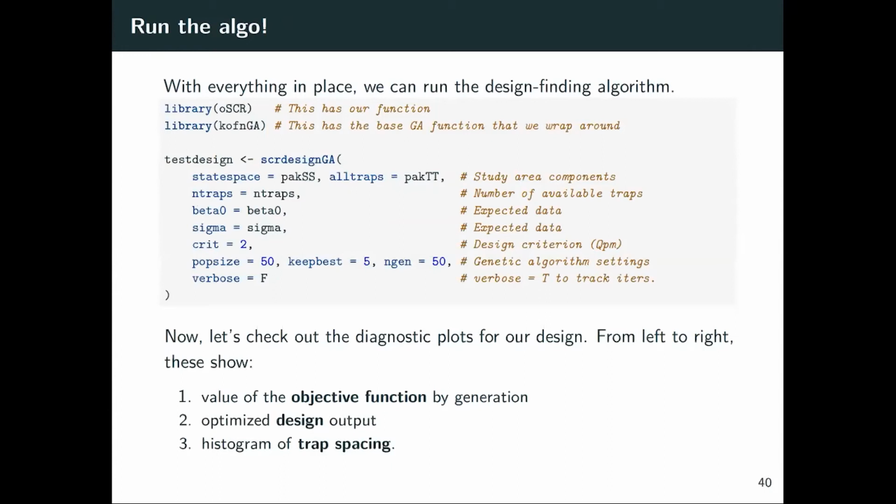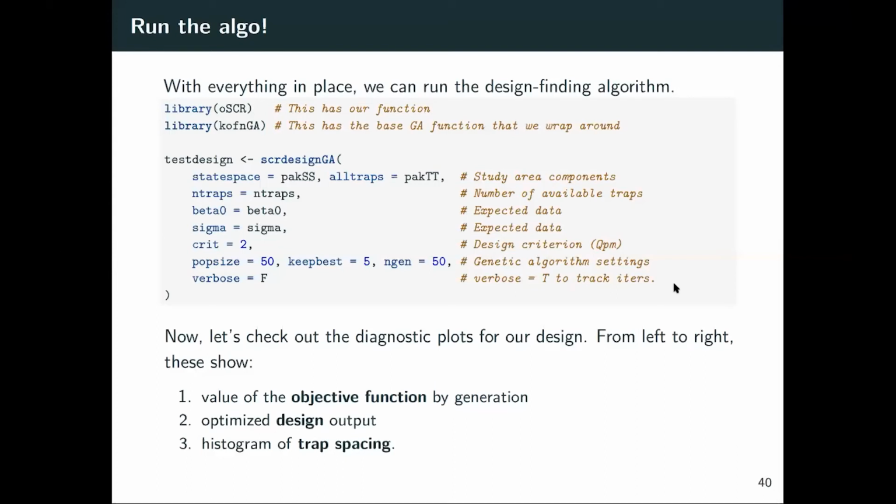The main footwork is figuring out these parameters ahead of time and also deciding on a design criterion. So here we see crit equals 2, and crit is the design criterion. 2 represents the QPM criterion. If you set crit equals 1, that's the QP criterion, and if crit equals 3, then it's the QPB criterion.